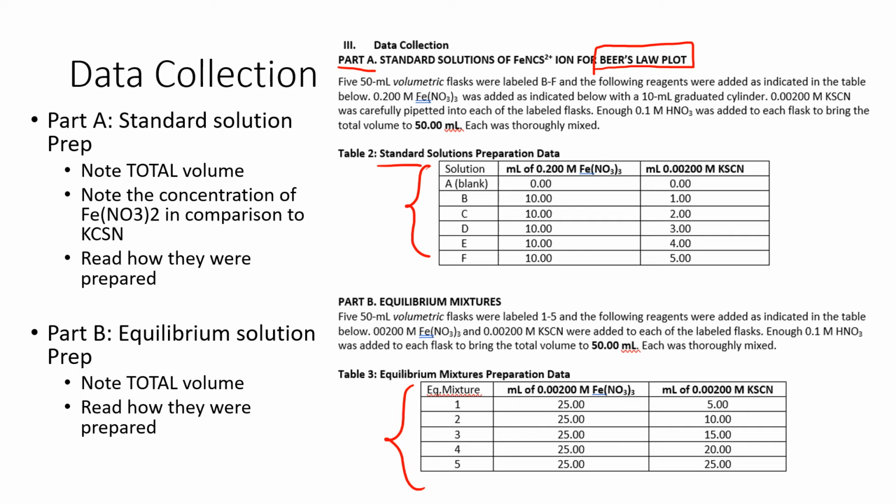So read this part carefully right here, what was done. Note especially your total volume, and also note what I mentioned about how our iron ion is very high in comparison to our thiocyanate because of what we're trying to do. We were trying to drive it to produce a lot of product, right? So read how they were prepared. And then same thing for part B, just note the total volume. This is important later on when we start calculating the concentrations of the solutions that we are working with.